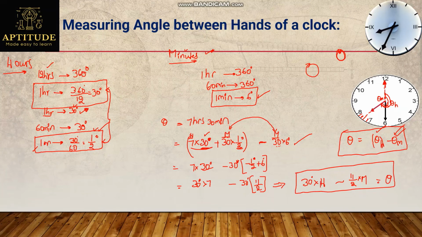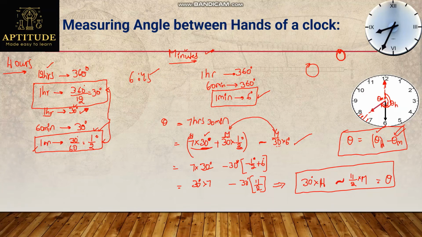So if the time is 7:30, I need to apply hours as 7, minutes as 30. And in case they give a time like 6:45, what I need to do? I'll substitute hours as 6 and minutes as 45. And I cannot take the symbol as always minus, so that's why I have taken the differentiation symbol.